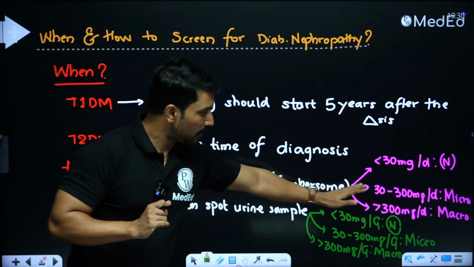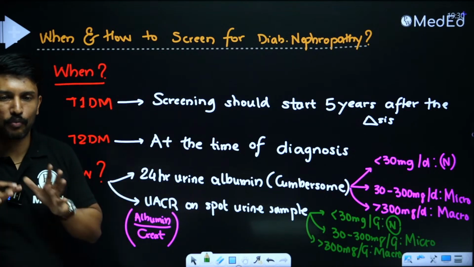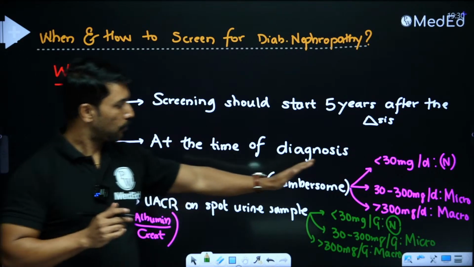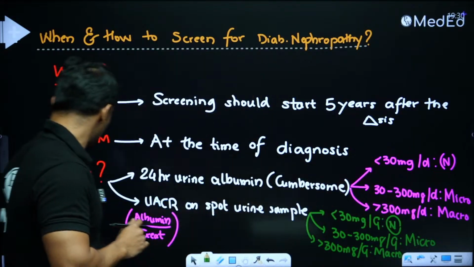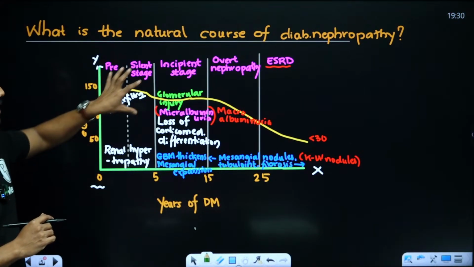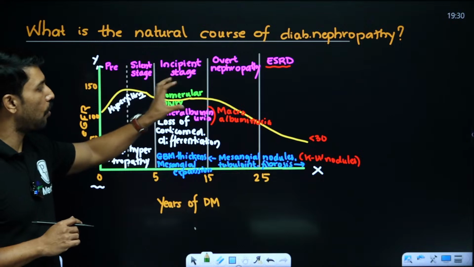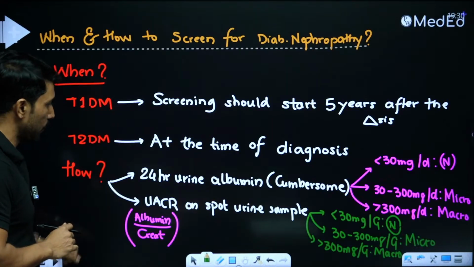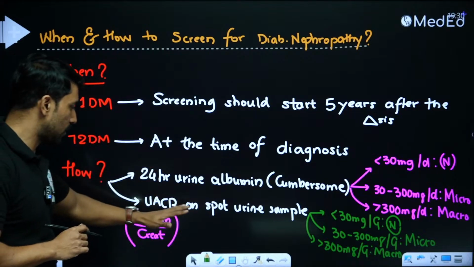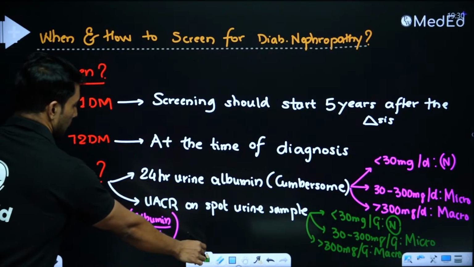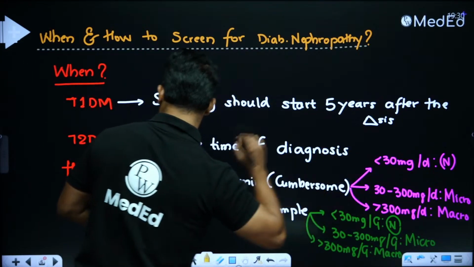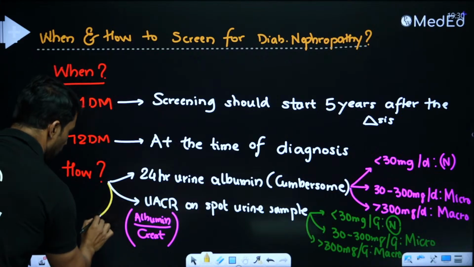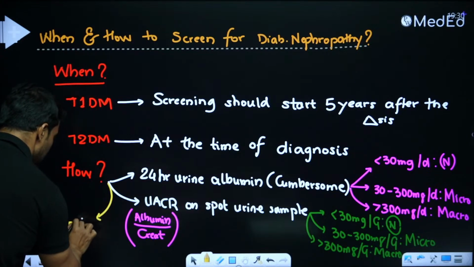Once it is more than 30, I know that diabetic nephropathy has started. And from there, whether it is micro or macroalbuminuria, I will have a rough idea whether I am dealing with an incipient stage or an overt nephropathy stage. Okay, so that is one, or alternatively, I can follow UACR. And one more approach that we can follow other than this is estimated GFR.